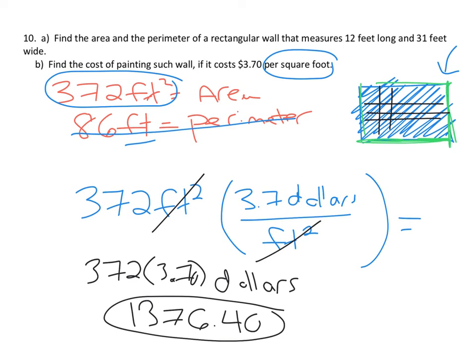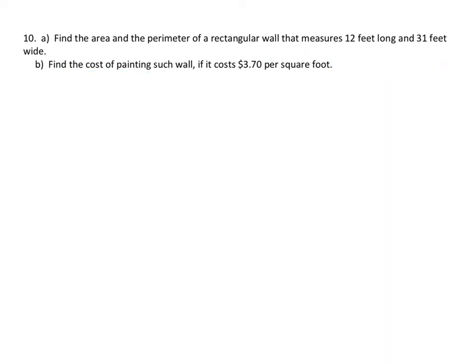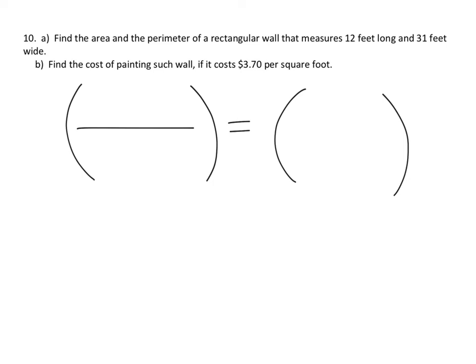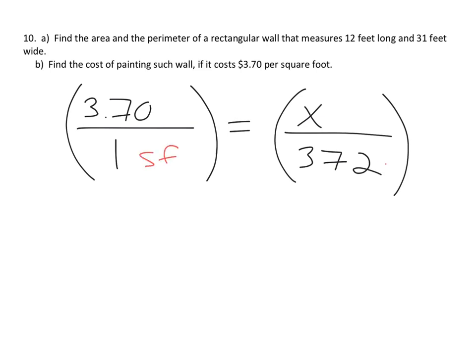Another way to do this same part B is to think of it as a proportion problem. If you think of it as cost per area equals cost per area, we know $3.70 is the number of dollars to do 1 square foot. We want to set that equal to how many dollars it costs to do 372 square feet. So we make sure our units are the same: square feet on the bottom, square feet on the top, dollars on the bottom and dollars on the top.